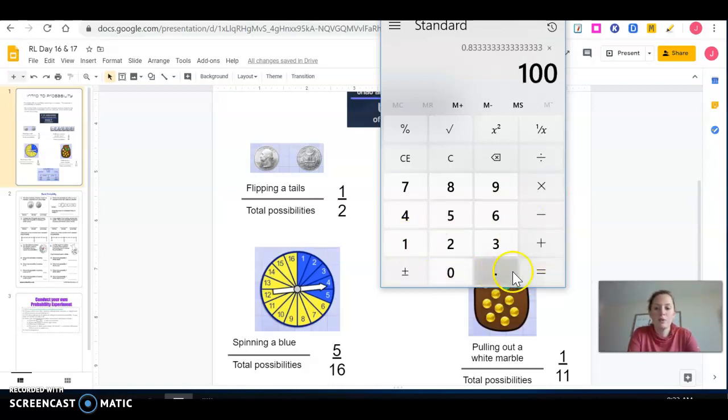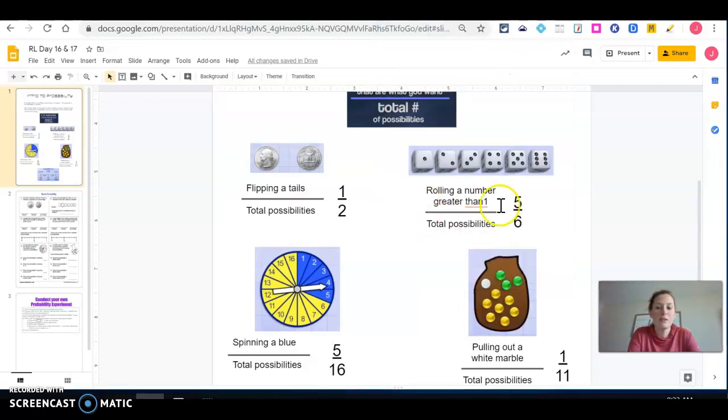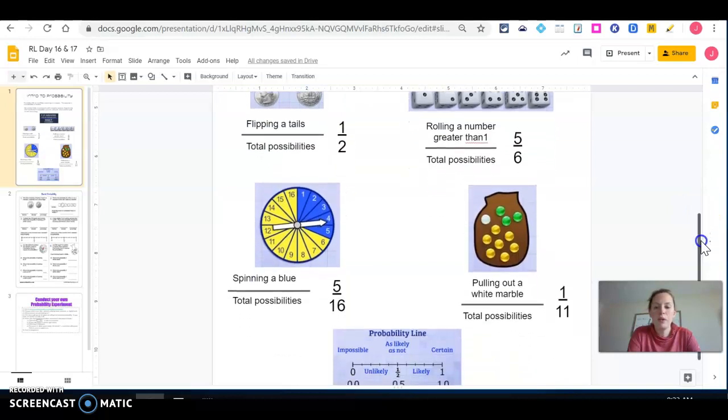If I multiply that by 100, turn it into a percent, that's an 83% chance. So that's a pretty good chance that I'm going to roll higher than a 1. Let's do 2 more, and then we're going to talk about some vocab with probability.